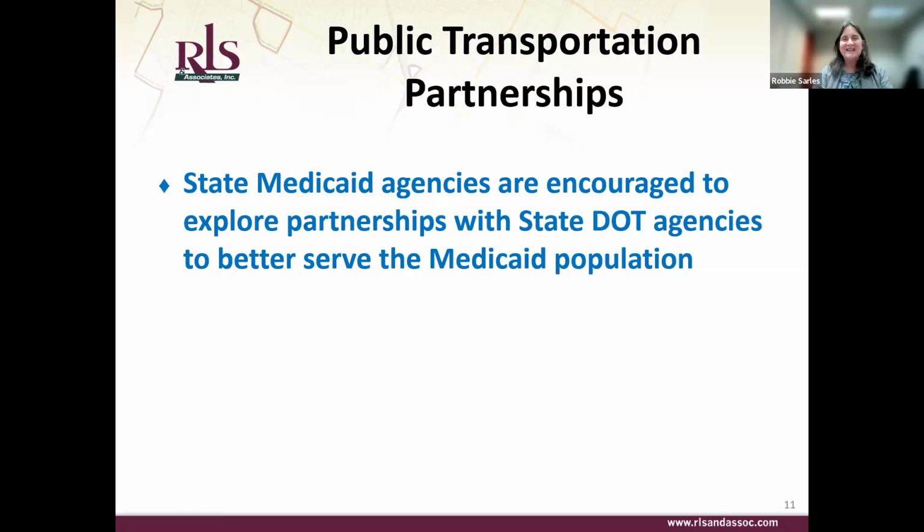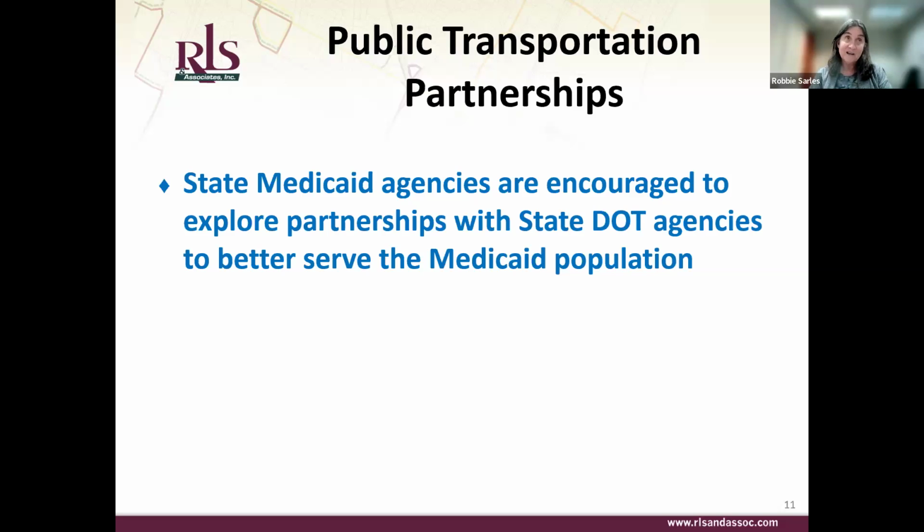State Medicaid agencies are also encouraged to explore partnership with state DOT agencies to better serve the Medicaid population. This is also massive. There have been a lot of state initiatives over the last multiple decades where often DOTs are the leads, where they bring state agencies together and try to figure out how we can provide better coordinated transportation, to do more with the limited resources that we have. We all want to work together to make sure that the residents of our states have the necessary transportation.